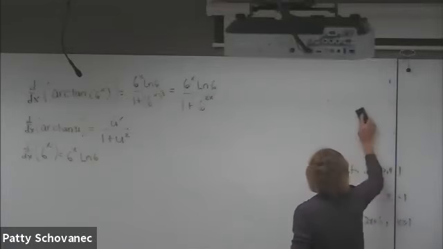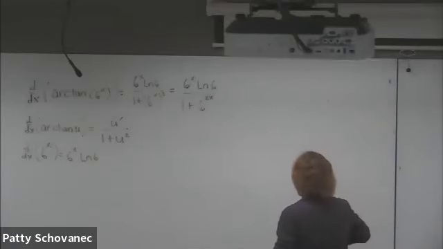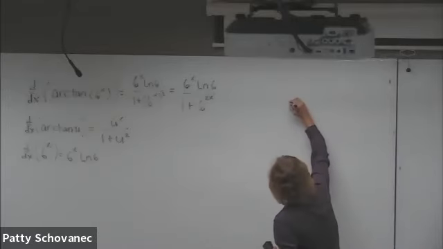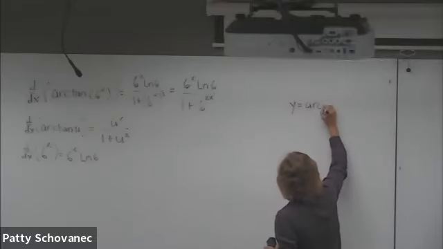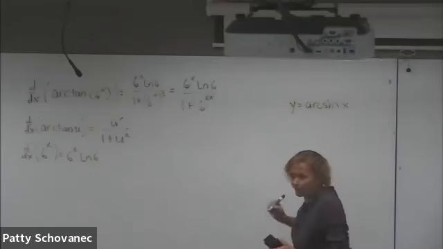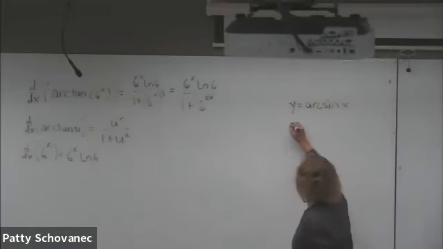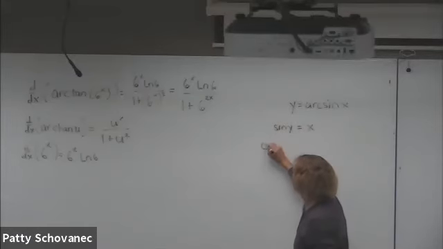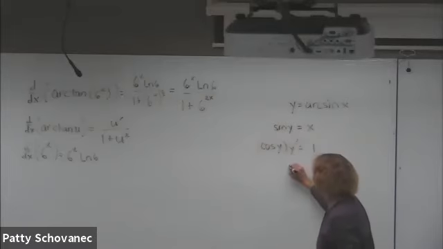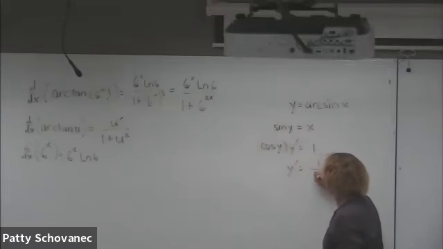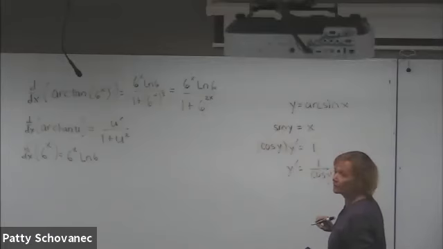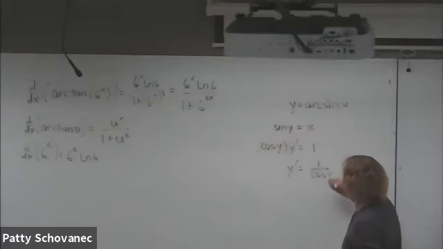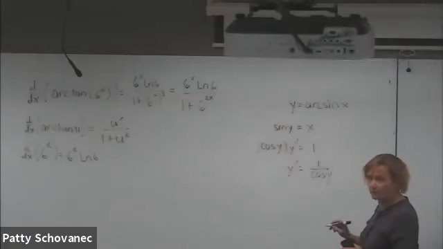All right, so what if you did forget a rule? What if you forgot how to take the derivative of y equals the arcsine of x? Well, you just rewrite this first as the sine of y is x. Take the derivative of both sides. Solve for y prime. But from here, if I know the sine of y, I can get the cosine of y. Right?